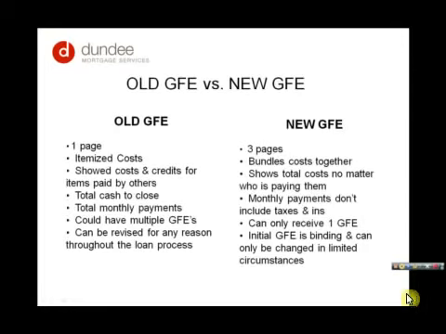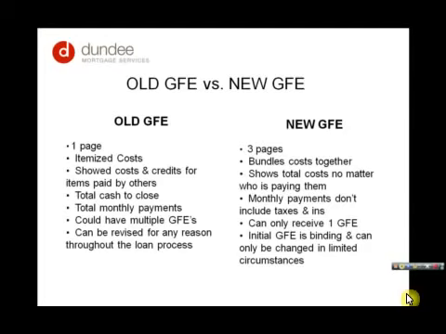I've highlighted some key things that are going to distinguish the old good faith and new good faith, and I'll go through those quickly. The old good faith, 1 page long, itemized costs line item by line item, showed costs and credits for items paid by others, specifically the mortgage broker, the realtor, or in the case of a purchase, paid by the seller. Total cash to close, total monthly payments. Multiple good faiths could be issued and revised for any reason throughout the loan process.